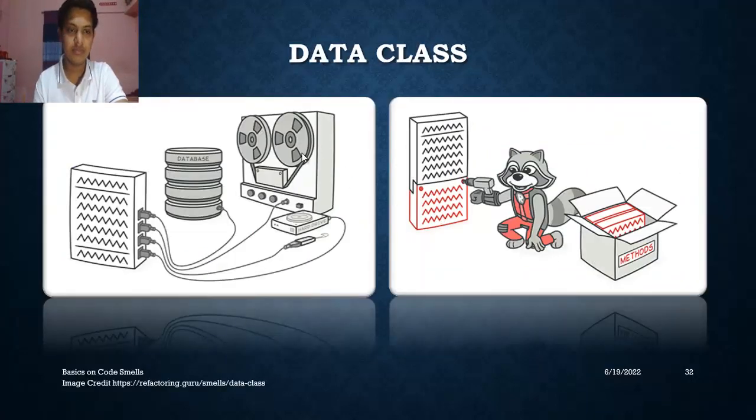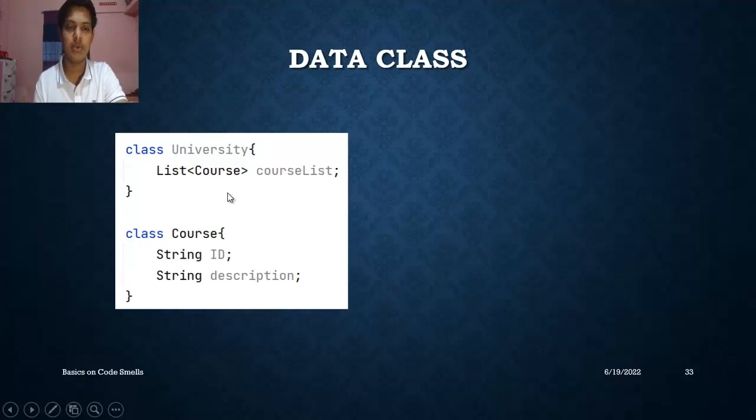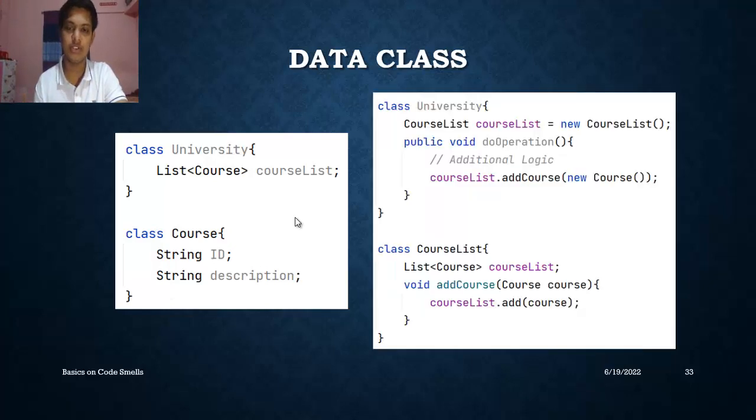Data class. Suppose we have a class and this class uses different types of data, so we can make the code more maintainable if we use data classes. For example, we have a class University which has a list of courses named courseList, and we have a class called Course which contains the properties of a course. This is more maintainable as data, and we can add more functionalities.